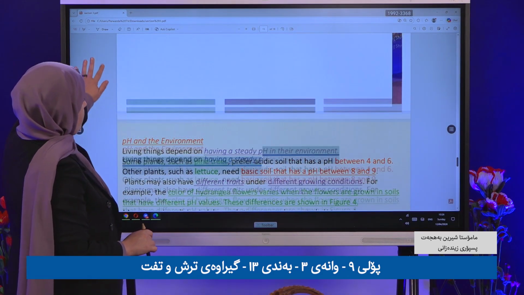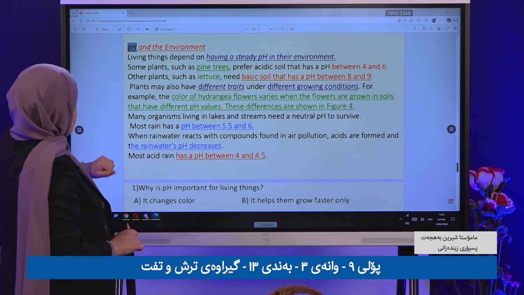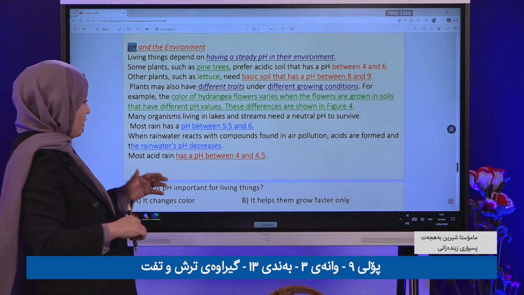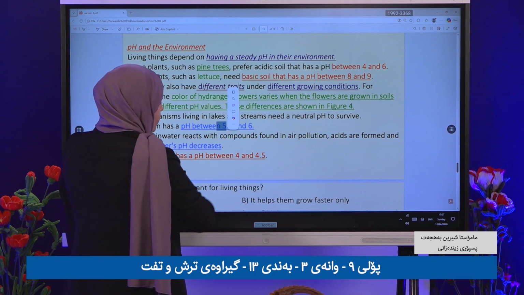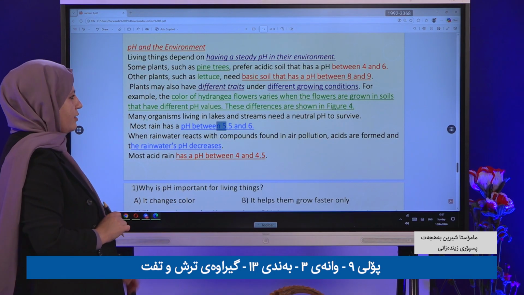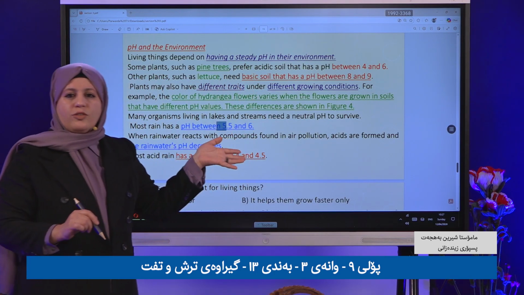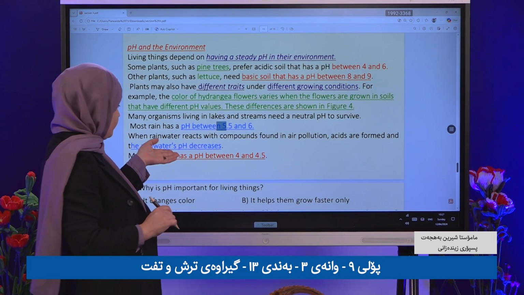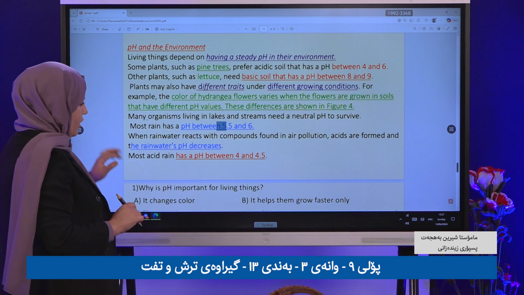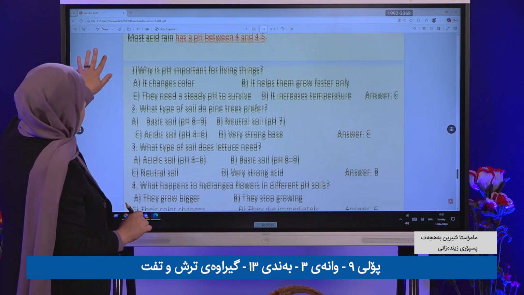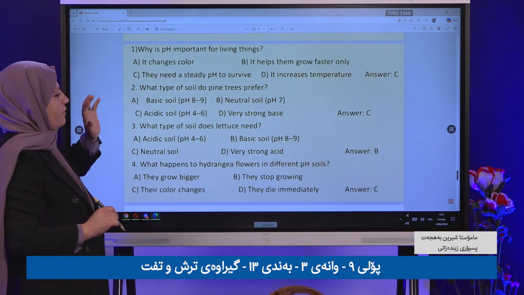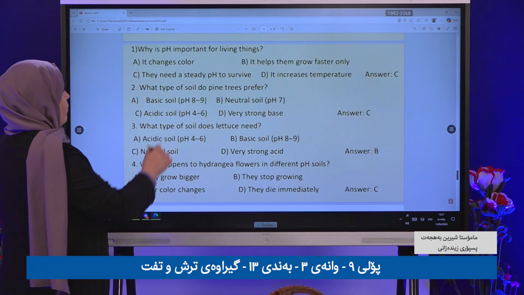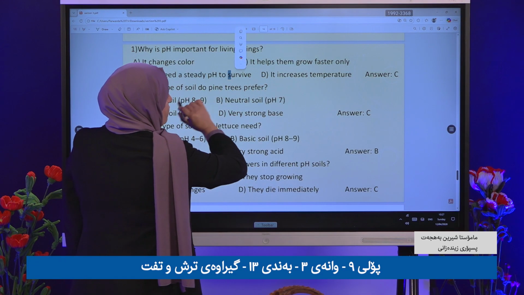Okay. Yes. So normal rain, okay, is between 5.5 and 6. Try to memorize the numbers. It's important, especially for national exam, okay? So what about rain water decrease in pH? Look at here. Why is pH important for living? It's a common question in national exam, okay?